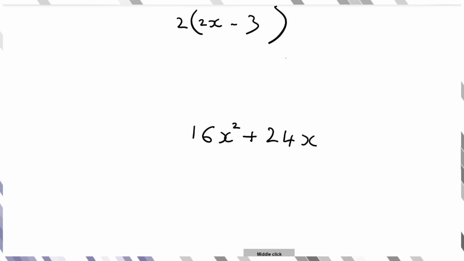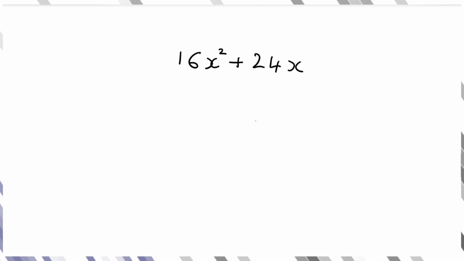Let's do another example. So in this one we've got an x squared and an x in it. So we're looking for the highest common factor. First of all, let's deal with the numbers. So the highest common factor of 16 and 24 is 8. That's the biggest number with 16 and 24 in its times tables.